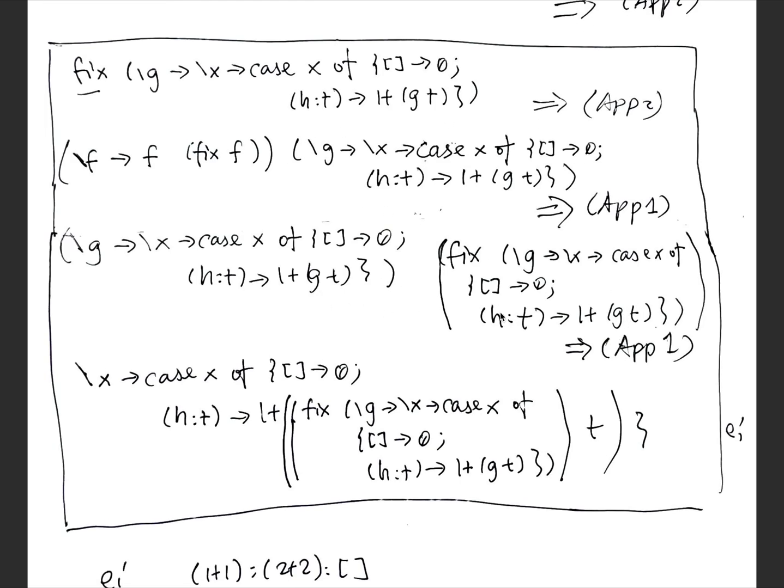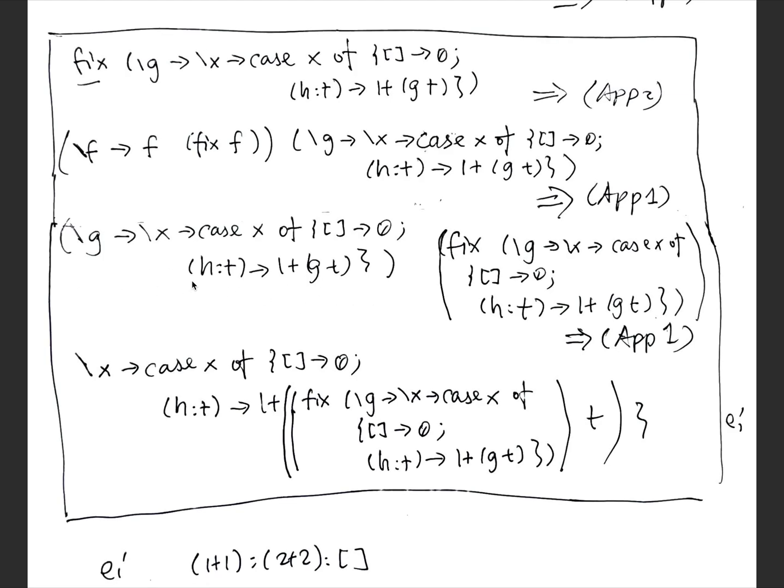If you look at this expression again, we can reduce it by applying the beta reduction, because the left-hand side itself is already a lambda abstraction. So again, we apply the beta reduction to substitute the formal argument g with the actual argument, which is fix applied to this lambda abstraction, and the only g that we need to replace is this one. So this would give us the following lambda abstraction, which is lambda x, right arrow, case x of pattern matching.